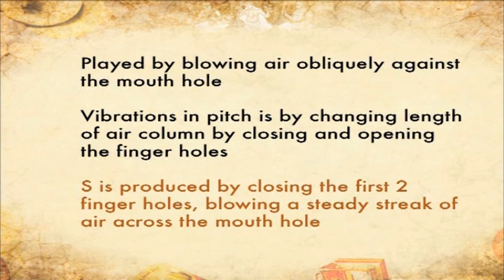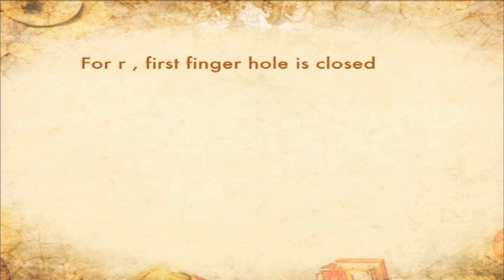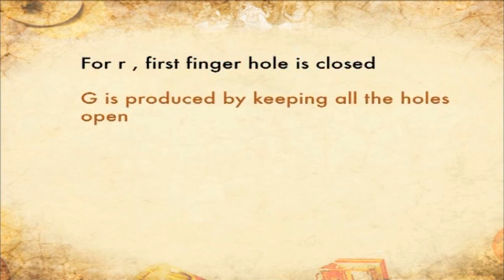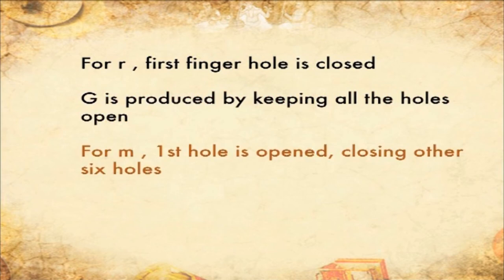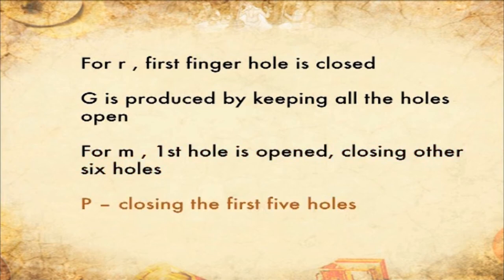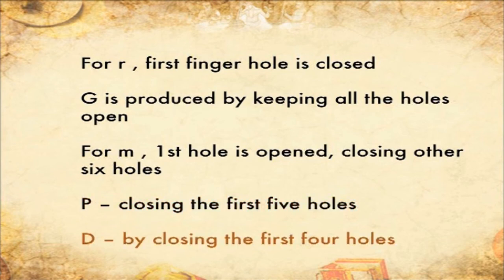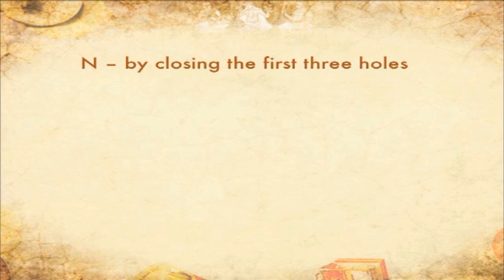Sa is produced by closing the first two finger holes and blowing a steady streak of air across the mouth hole. For Re, only the first finger hole is closed. Ga is produced by keeping all the holes open. For sounding Ma, the first hole alone is open while the other six holes are kept closed. Pa is played by closing the first five holes. Dha is played by closing the first four holes. Ni is played by closing the first three holes.